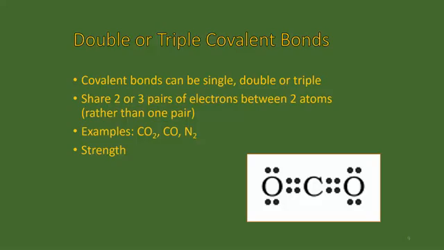Carbon dioxide has 2 double bonds between the carbon and the oxygen on one side and the oxygen on the other. Nitrogen, that's in air, is actually N2. It's a triple bond between the 2 nitrogen atoms.